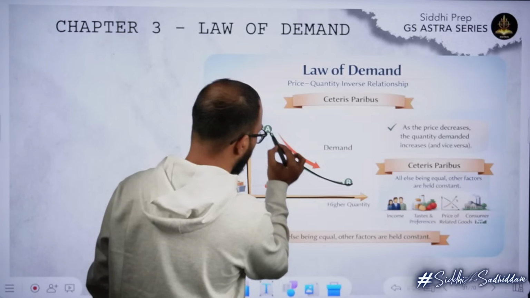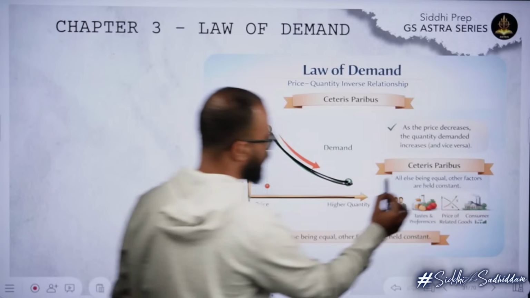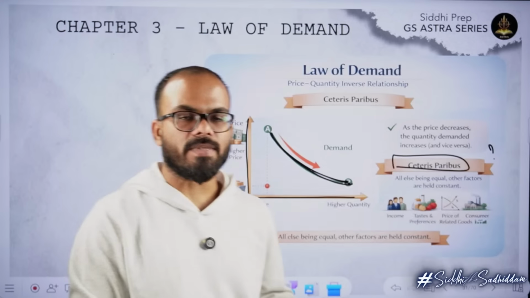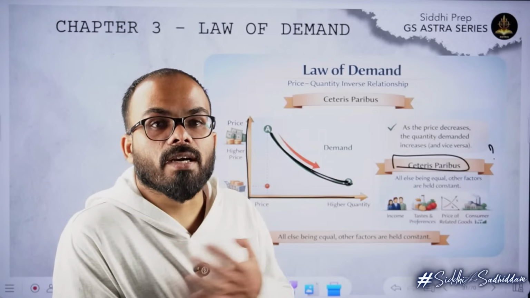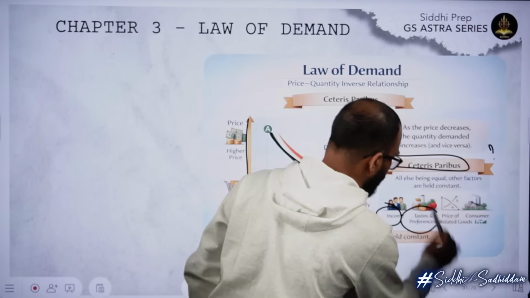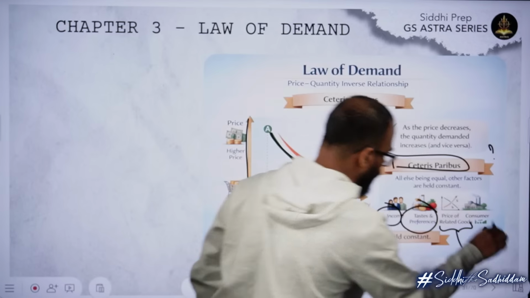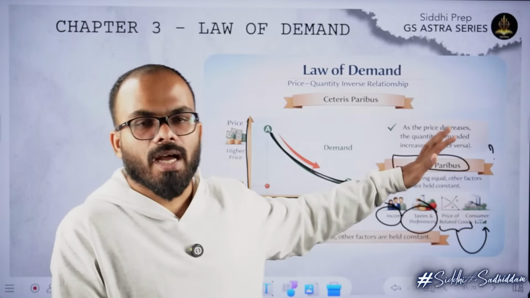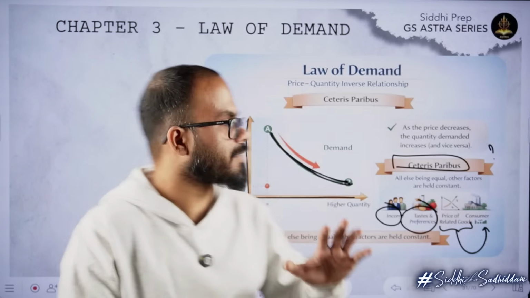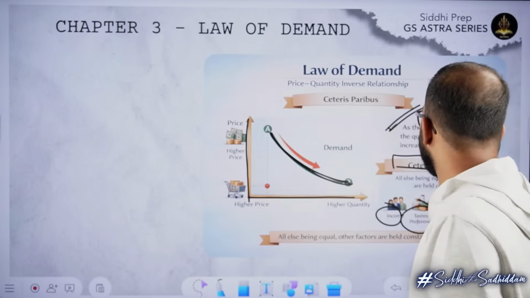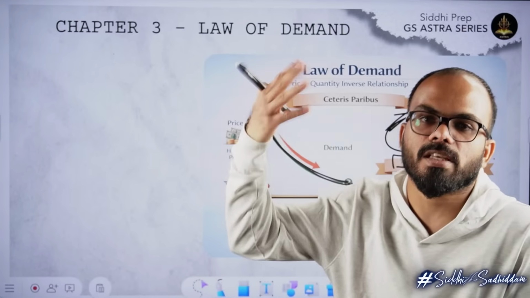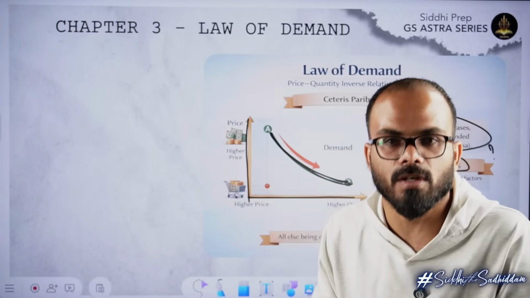The demand curve has got a negative slope, and in the exam they will ask you what is the meaning of Ceteris Paribus. The meaning of Ceteris Paribus is when all the other factors are constant. What kind of factors? It could be income, it could be taste of a person, it could be price of any other related good, any kind of factors. As long as other factors are constant, Ceteris Paribus. In such a scenario, as price decreases, quantity increases, or as quantity demanded increases, price will increase. You can use any of the terminologies.